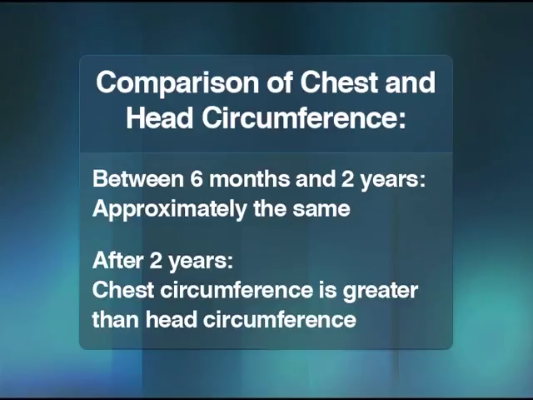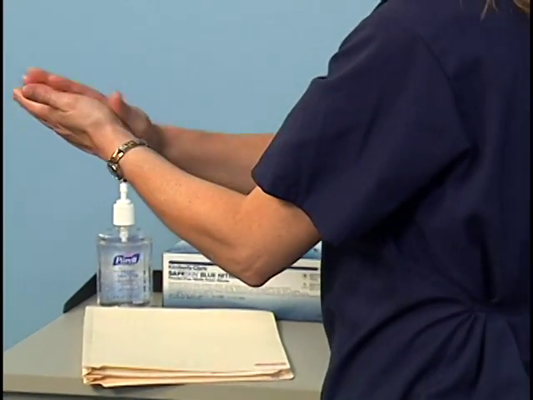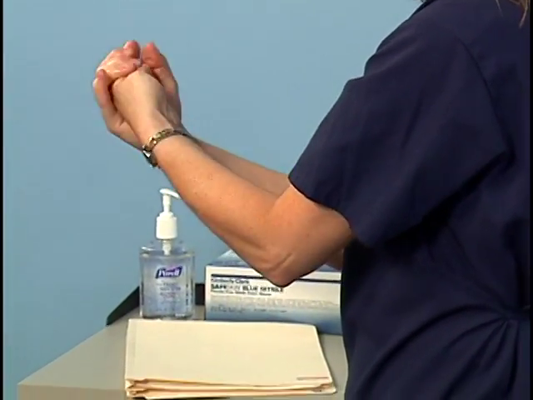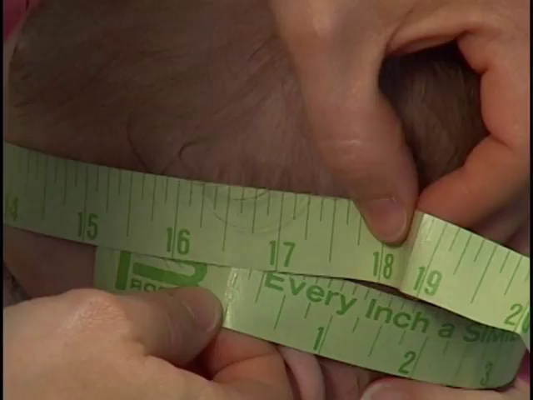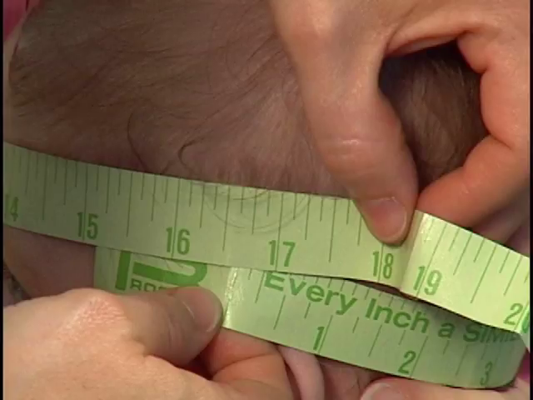The medical assistant will show you how to measure the head and chest circumference of a 4-month-old infant. Before proceeding, sanitize your hands. Assemble your equipment. A pediatric circumference band can be used for the measurement or a flexible tape measure. The medical assistant will show you how to use both of these devices.